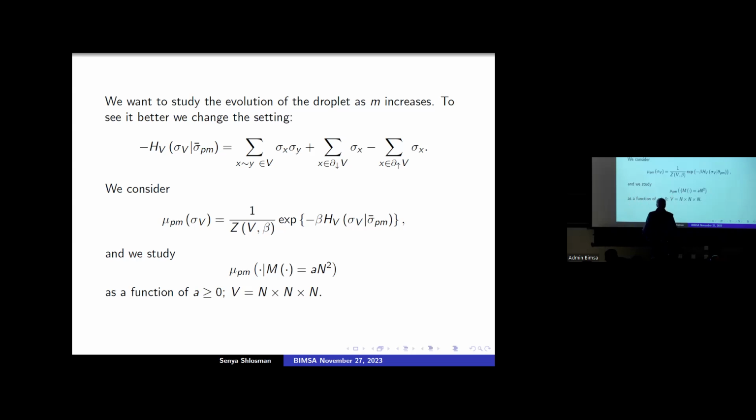The last line tells us that we want to have more pluses than minuses. So the meaningful question is to study this probability distribution on the condition that the difference between the total number of pluses and minuses is of the order of a times n squared. If the constant a is 0, that means we have half pluses and half minuses. That's the initial thing. Then we add more pluses, and more pluses means there is some force which pushes this interface upwards. We want to see what would happen as a grows.